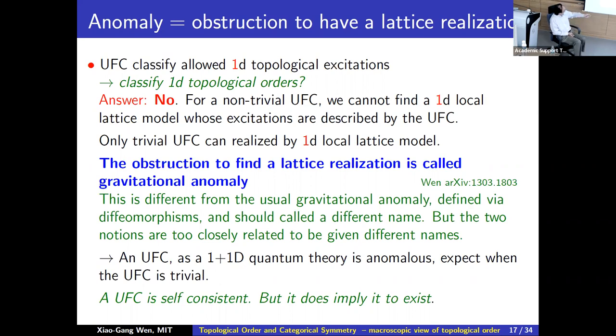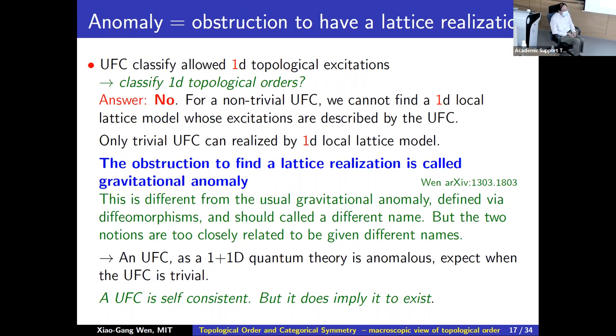So you can see what we did here is that, using some macroscopic consideration, we defined a self-consistent theory for one-dimensional excitations. It's like defining a field theory at long distance. And then we ask the next question: is this self-consistent field theory really consistent at the lattice scale? The answer is no.